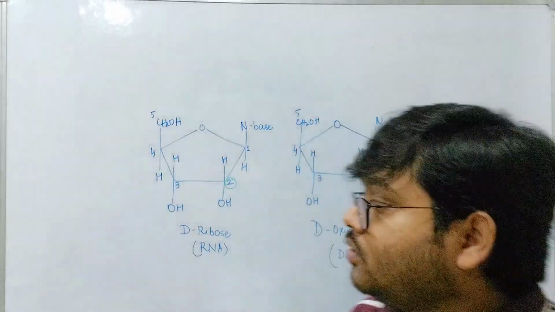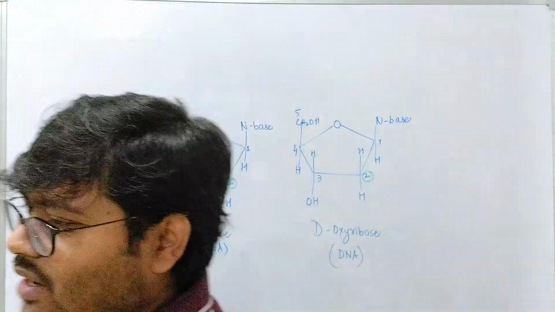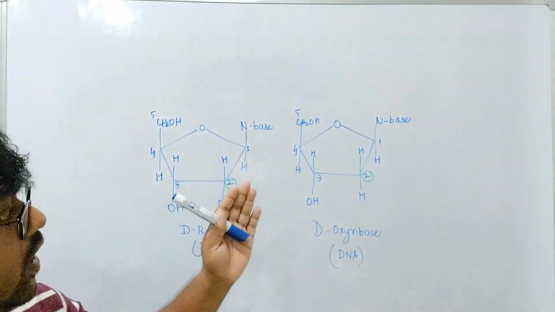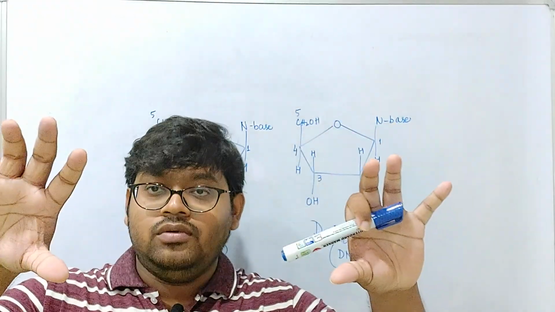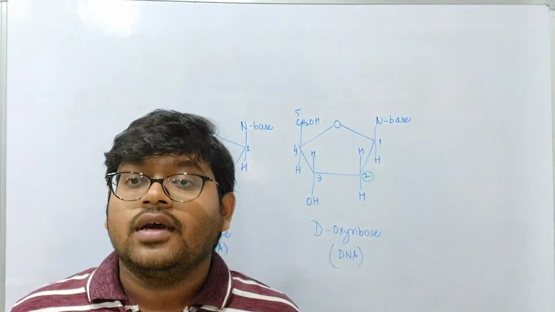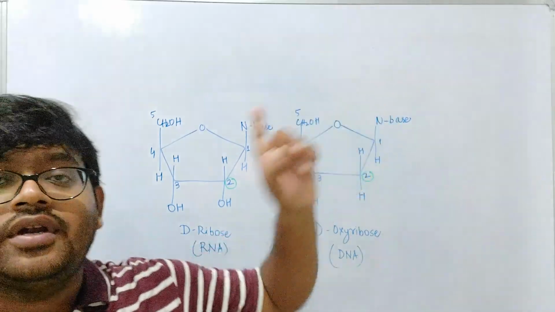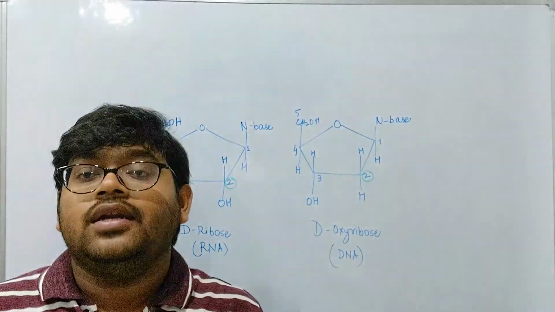N-glycosidic linkage. Why glycosidic? Because there is a carbohydrate. If any type of linkage is there between a carbohydrate and another molecule, then the linkage is called glycosidic linkage. Why N-glycosidic? Because there is nitrogen. So that's why N-glycosidic linkage is there.